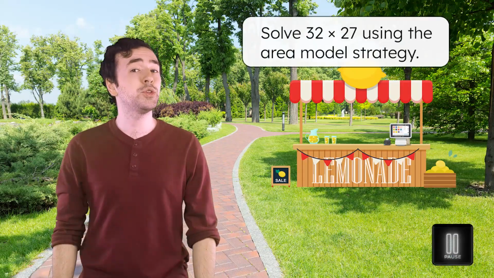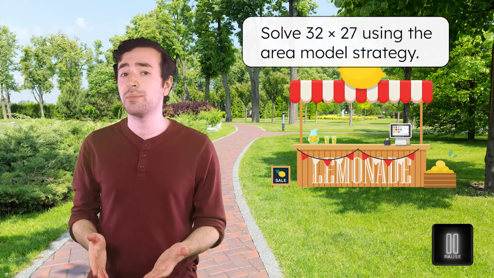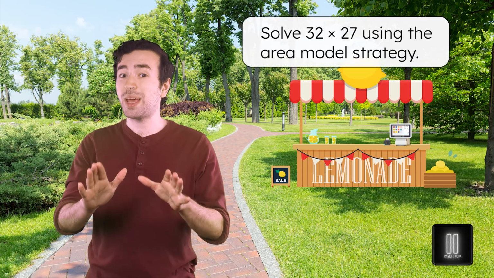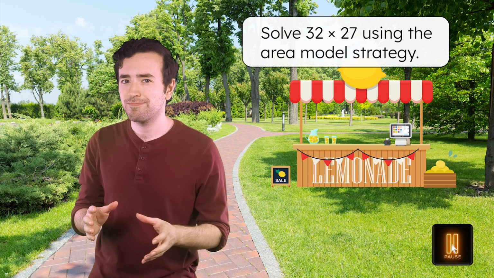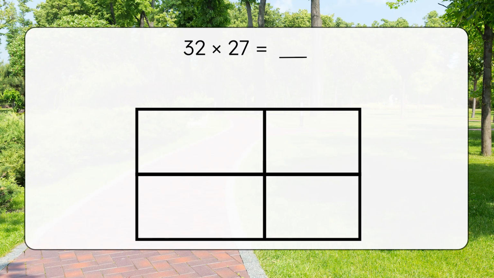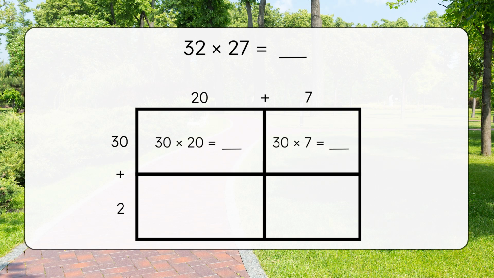Pause here to solve 32 times 27 using the area model in your guided notes. Remember to expand each factor and solve piece by piece. 27 expands to 20 plus 7, and 32 expands to 30 plus 2. We need to solve 30 times 20 and 30 times 7. We also need to solve 2 times 20 and 2 times 7. Now that we have our problem set up, you can pause if you need some more time to finish solving.